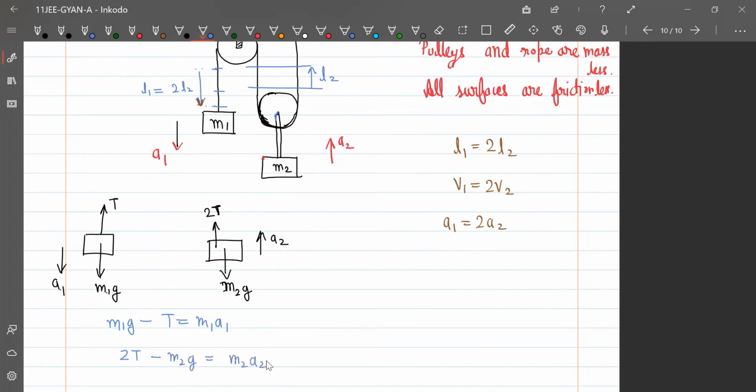And here you know A1 is equal to twice of A2. Use this relation also, so this will be solved. Put A1 equal to 2A2, so this will come out to be M1 into 2A2. And then you can solve this. First equation, second equation. The first equation can be multiplied by 2 and added to the second equation. So find A1 and A2.